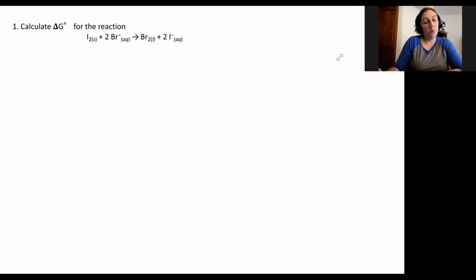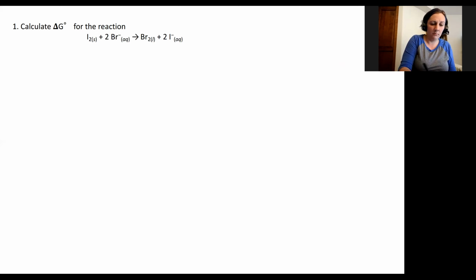In this video, we're going to walk through the solution to a practice problem. This problem is going to calculate the standard free energy change for a redox reaction. We're not given anything here except the actual reaction itself, but from any redox reaction, we can extract information about its cell potential.